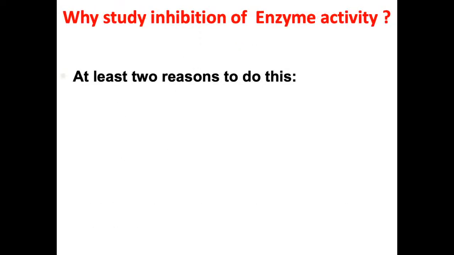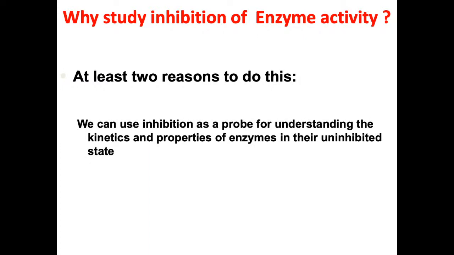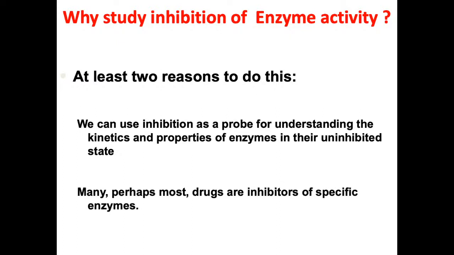Then comes the next part, that is inhibition. This is also one of the important parts of enzyme engineering. Why should we study inhibition of enzyme activity? There are two reasons. First, we can use inhibition as a probe for understanding the kinetics and properties of enzymes in their uninhibited state. Second, many, perhaps most, drugs are inhibitors of specific enzymes.